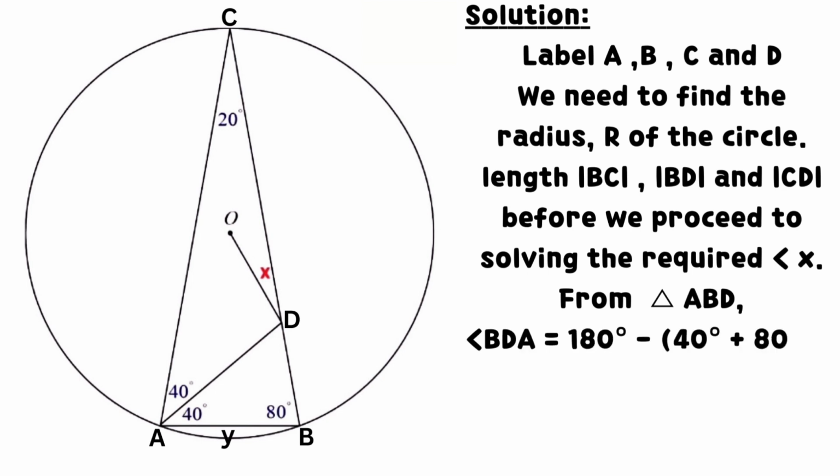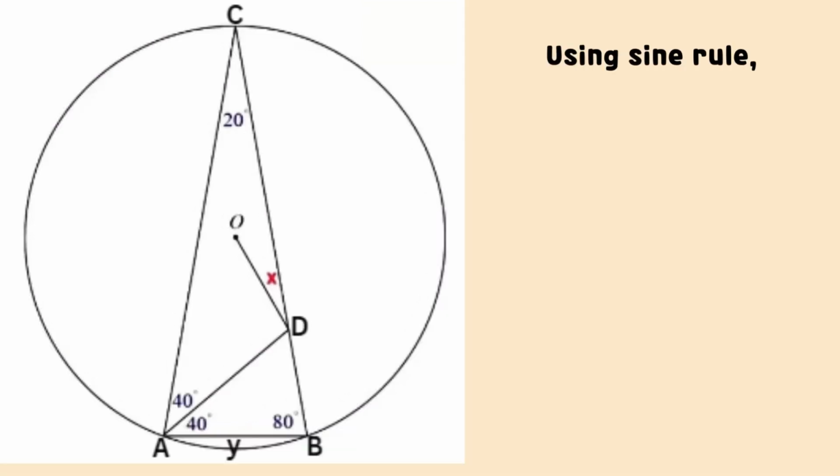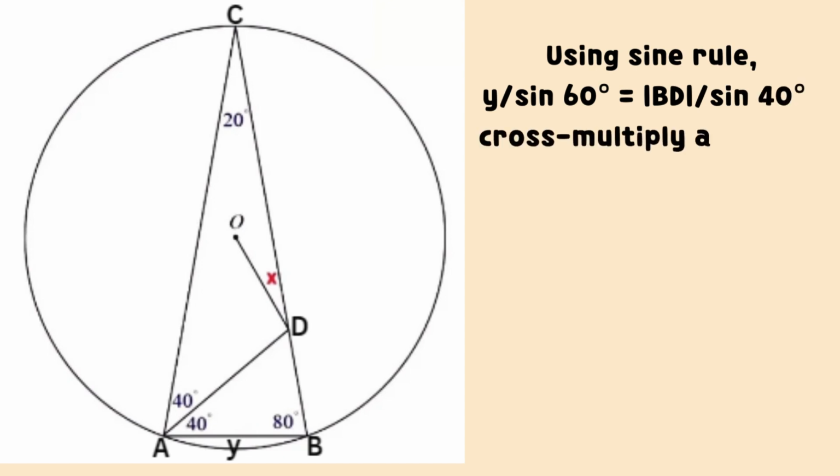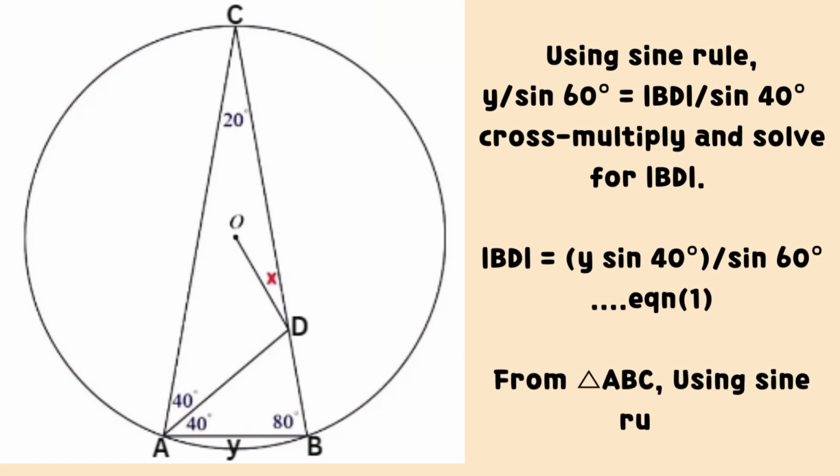From triangle ABD, angle BDA equals 60 degrees. Let length AD be equal to y. Using sine rule, the ratio of y to sine 60 degrees equals the ratio of line BD to sine 40 degrees. Cross multiply and solve for the length of line BD. We call the equation obtained for line BD equation 1.